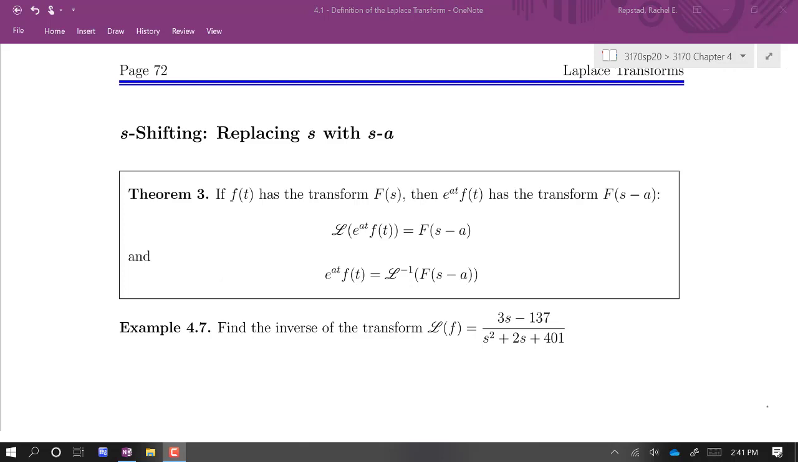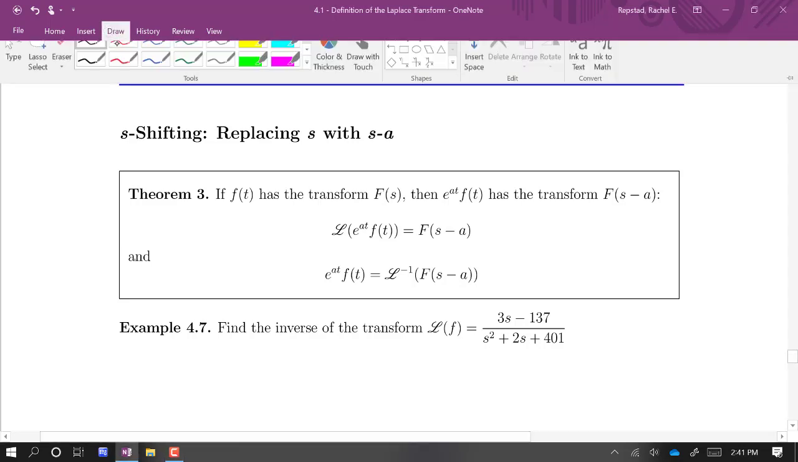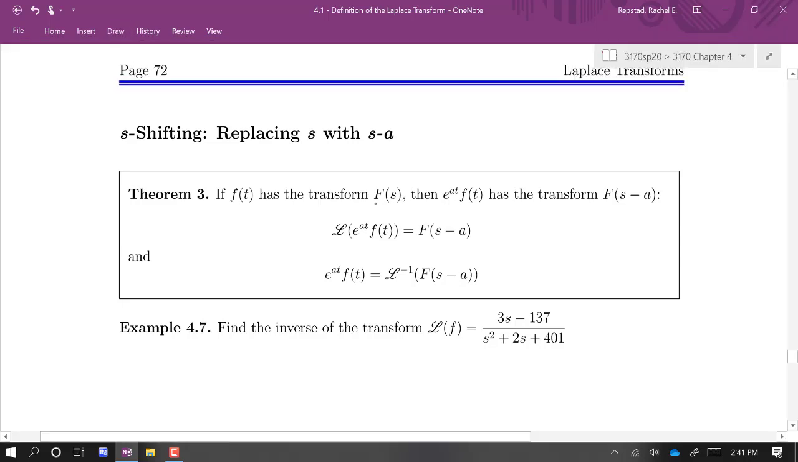This next result tells us how to find, again, transforms of other functions. In particular, we talk about s shifting here. What happens when we replace s with s minus a? Suppose I have a function f of t, and I know that its Laplace transform is F of s. Then the transform of the function e to the at times f of t is just F of s minus a. See how that factor of e to the at shifts the function by a units. I guess you could think of it that way. So here it is written in this way.